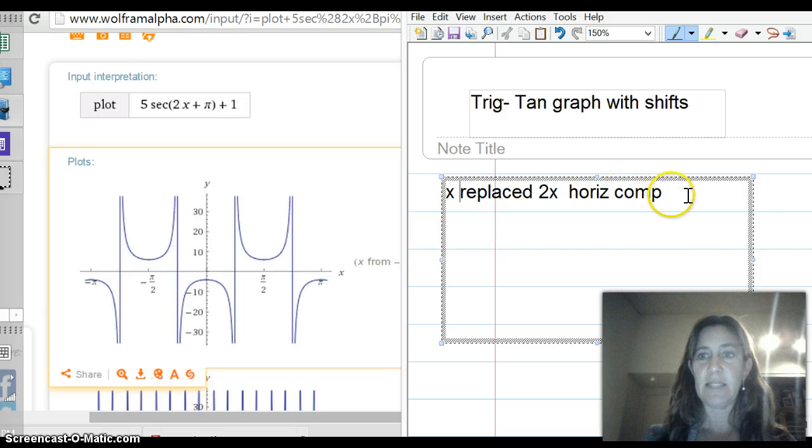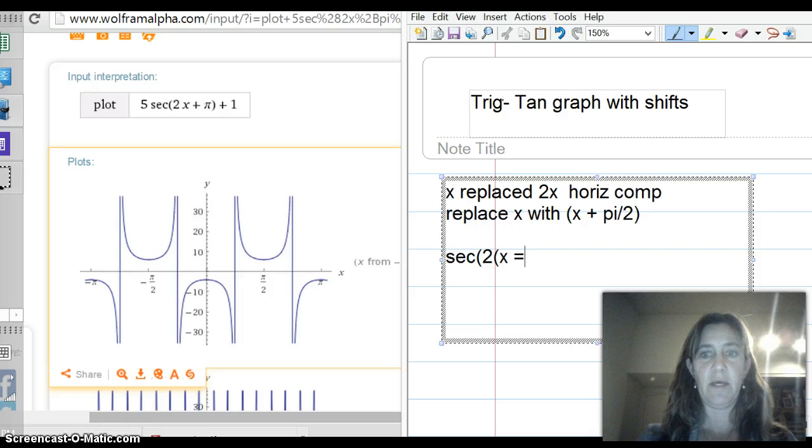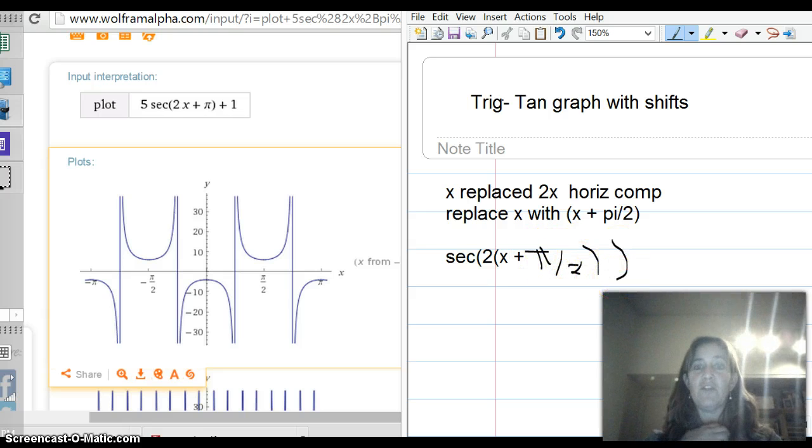After that, next step in terms of the order of our shifts and transformations, notice that we were replacing that x in 2x with, in fact, x plus pi halves. So if you distribute the 2 there, now we're looking at the function secant of 2 times, instead of x, x plus pi halves. If I distribute the 2, we see that that is, in fact, 2x plus pi.